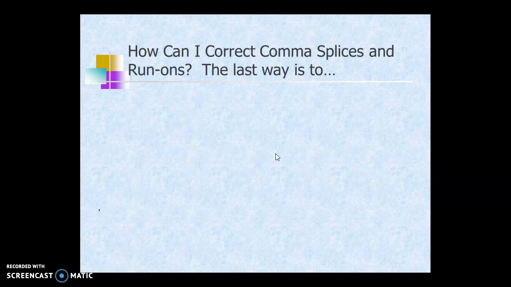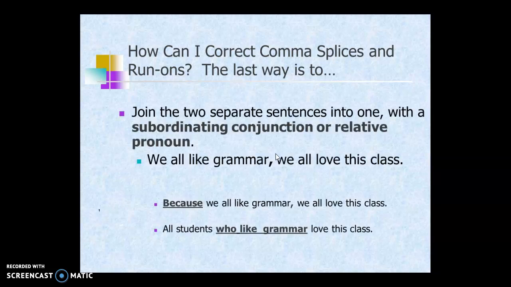There's another way, the last one, to correct comma splices and run-on sentences. And this one is: join the two separate sentences into one with a subordinating conjunction or a relative pronoun. We all like grammar. We all love this class. It's incorrect. There is a comma splice here. We can fix it by saying, because we all like grammar, comma, we all love this class. We start with the dependent clause, comma, independent clause.